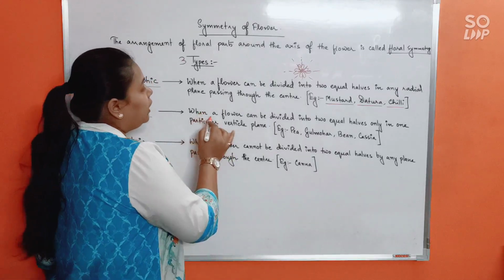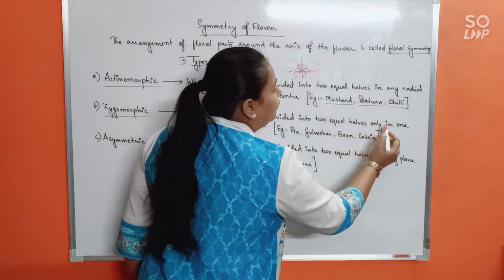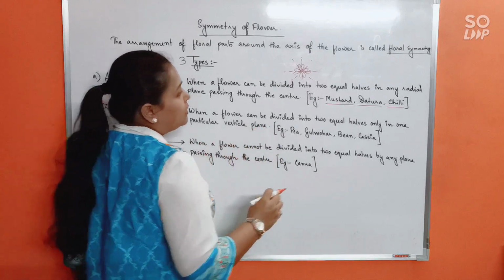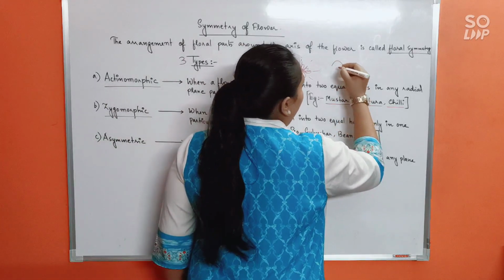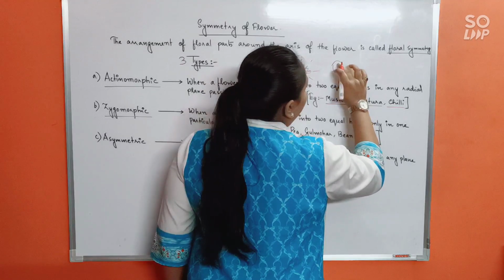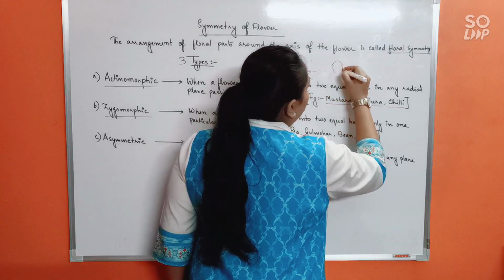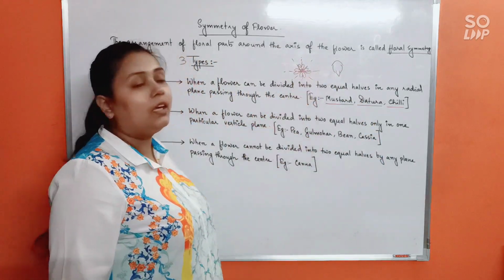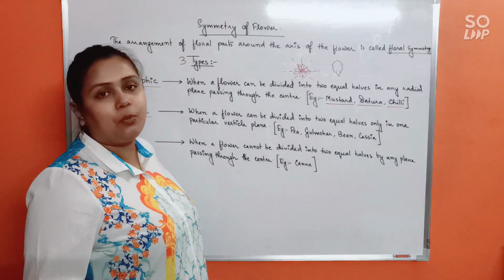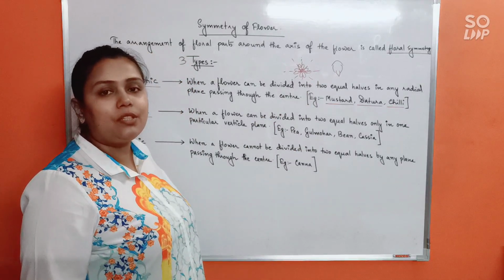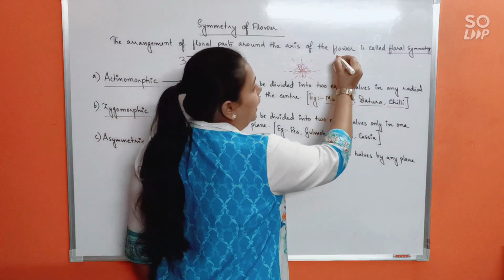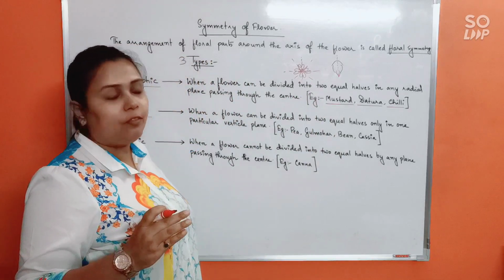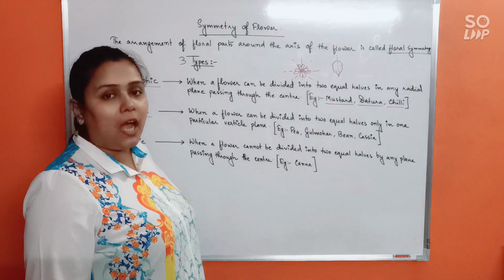Zygomorphic flower means when a flower can be divided into 2 equal halves only in one particular vertical plane. What it means? Suppose this is a flower this time. Alright. If this is a flower and if I ask you to divide it into 2 equal halves, from how many planes can you do it? Only one, right? Only from this plane. If you divide the flower, you get 2 equal halves. From any other plane, can you divide it into 2 equal halves? No.